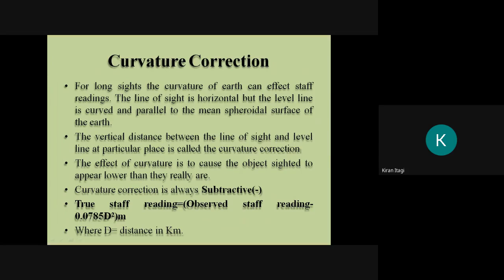For a long sight, the curvature of the earth can affect the staff readings. The line of sight is horizontal but the level line is curved, meaning our ground is not flat, it is curved and parallel to the mean spheroidal shape of the earth. The vertical distance between the line of sight and the level line at the particular place is called the curvature correction.